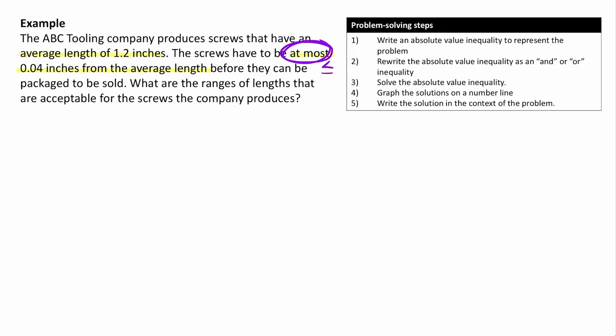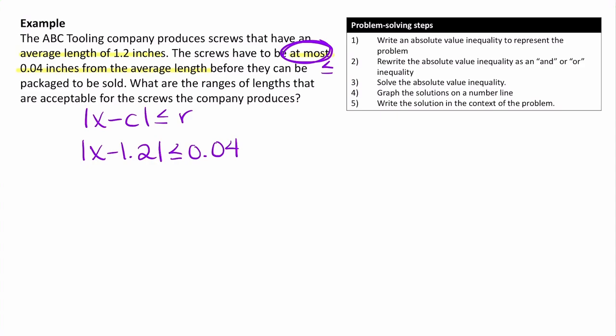So what I'm going to do is I'm going to start off by setting up my inequality. And remember, we have that formula that |x - c|, and then our inequality sign, which in this case is going to be less than or equal to, and then we have r, which is our range, right? So remember, c is that central value or the average that it gives us in the problem. So in this case, that's 1.2. So I know that the absolute value of x minus 1.2 has to be less than or equal to the range, which in this case is 0.04.